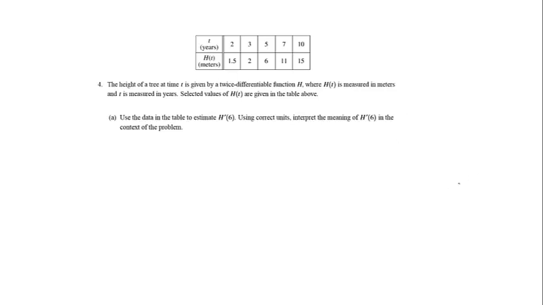So part A says to use the data in the table to estimate h prime of 6, and then using correct units, interpret the meaning of h prime of 6 in the context of the problem. So we have two things. We want to estimate this, and then we need to interpret the meaning. Okay, so if we are looking for h prime, that is a derivative, and we know that a derivative is the slope, and so I'm looking for the slope at 6.